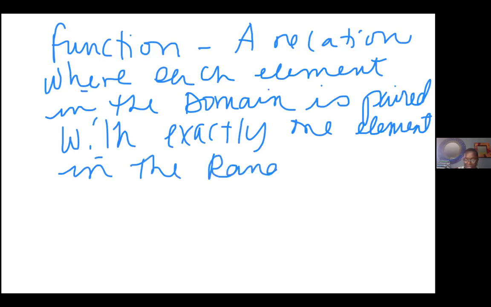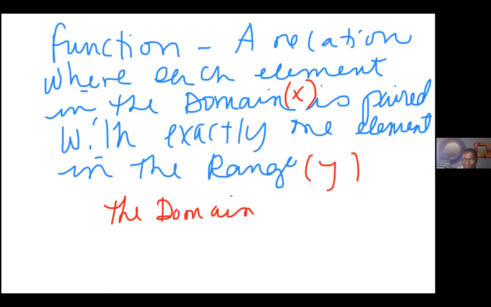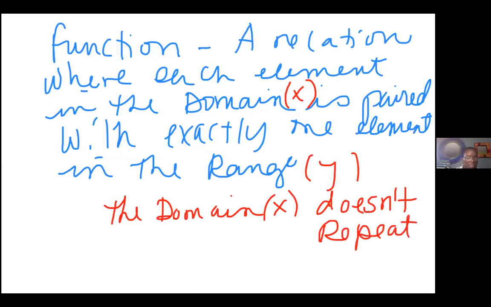Now, guys, as a reminder, range is Y, domain is X. So for each X value, there's exactly one Y value. So in other words, the domain, that's your X's, guys. A function is a relation where the domain does not repeat. The domain doesn't repeat, as in the X's will not repeat when you talk about a function, guys, right?